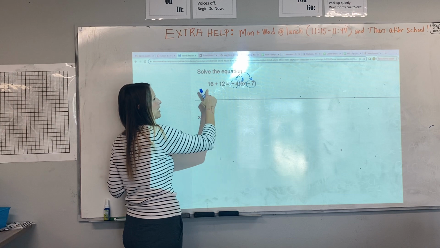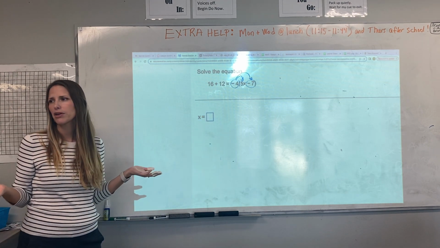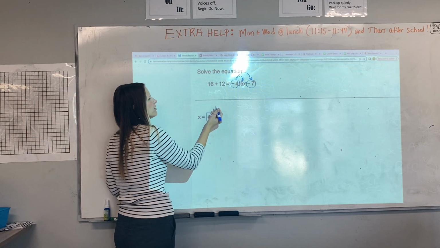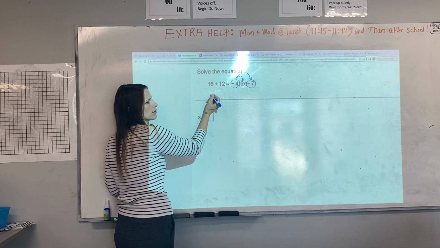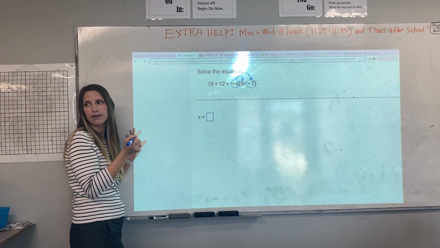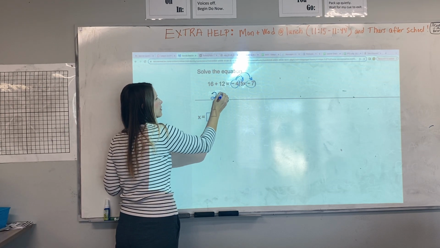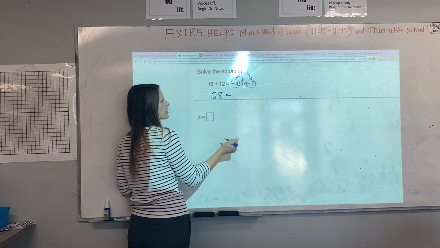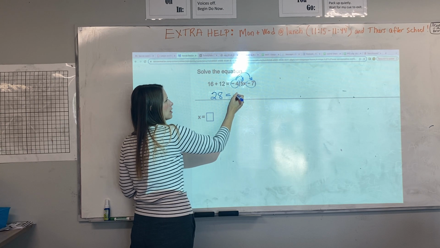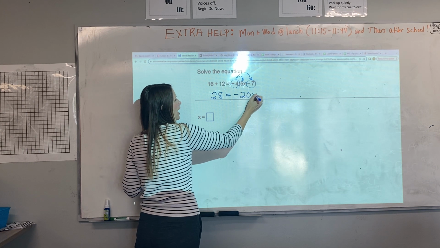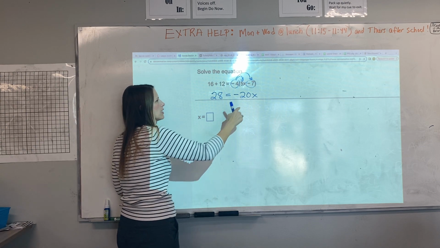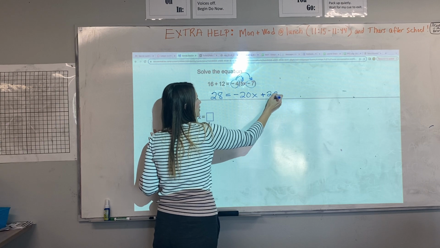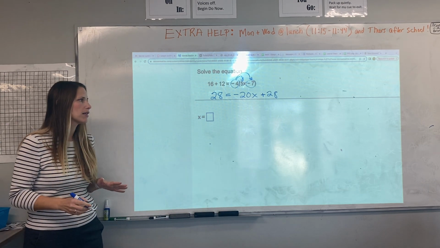So, we can even start over here because we can simplify our numbers here. They're like terms. They don't need to have a variable to be like terms, right? 16 plus 12 is? 28. Equals, then we have -4 times 5x equals? -20x. Then I have -4 times -7 is? Positive 28. Good.